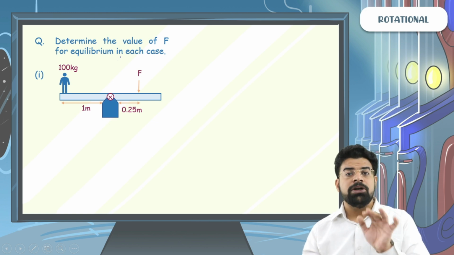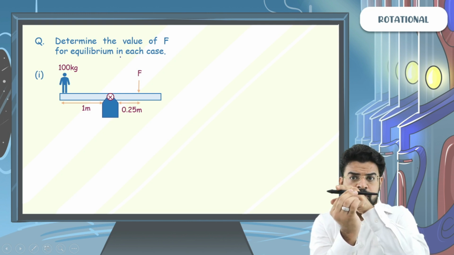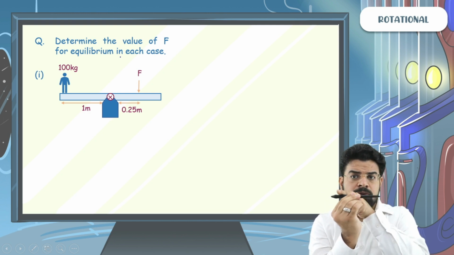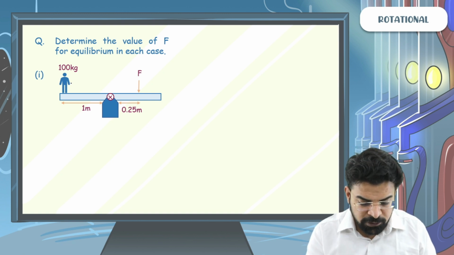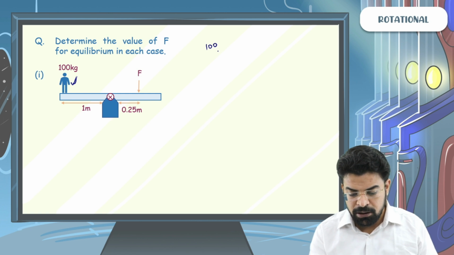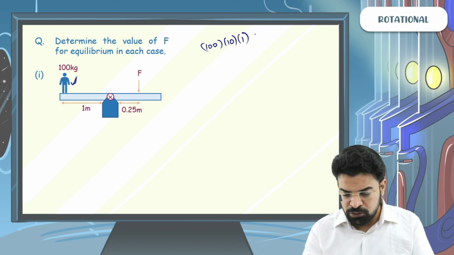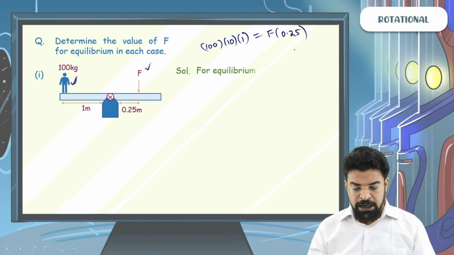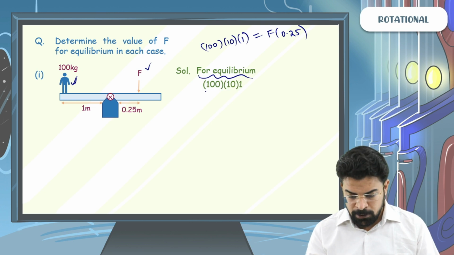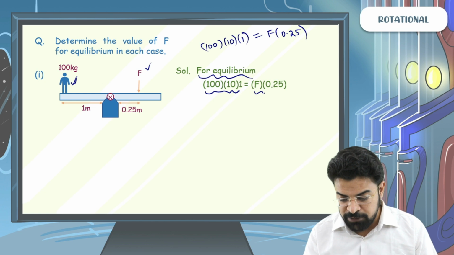So now there will be two torques. The torque of the weight of the person of mass 100 kg and the torque due to the force F. Now both of them are trying to turn the plank in the opposite sense. For equilibrium, the torque because of the weight of this person, which is 100 mass into 10 weight into 1, this anti-clockwise torque has to be equal to the clockwise torque due to the force, and that will be F into 0.25. So you get for equilibrium 100 into 10 into 1, the torque because of the weight of the 100 kg person, has to be equal to F into 0.25.